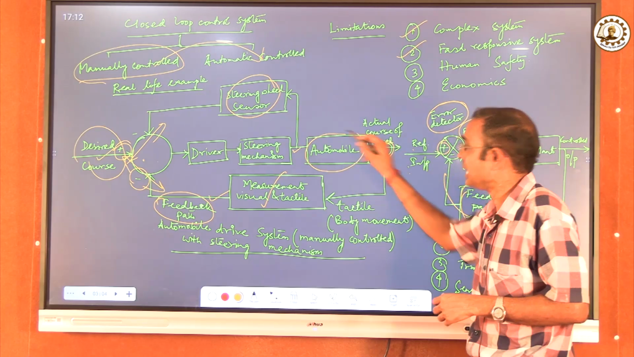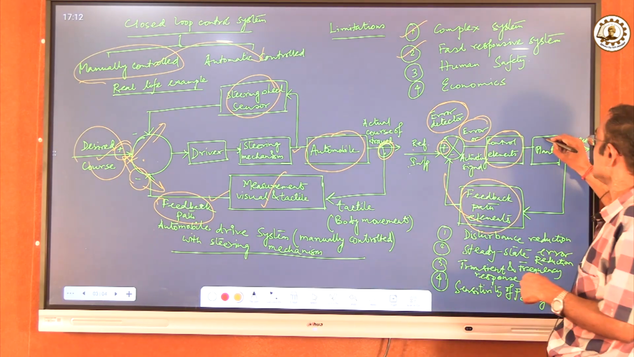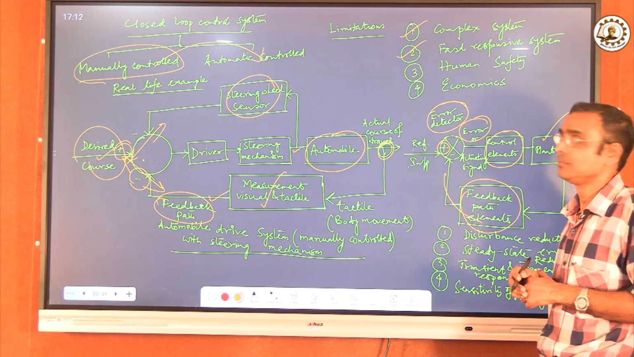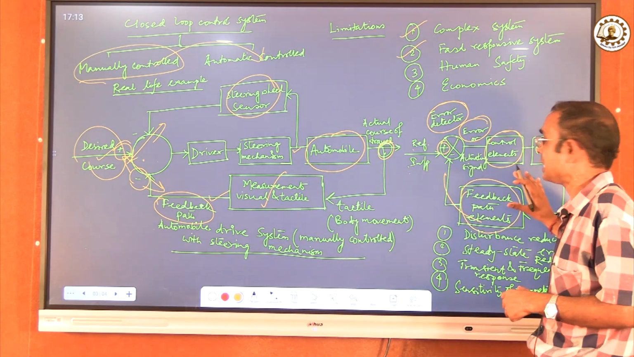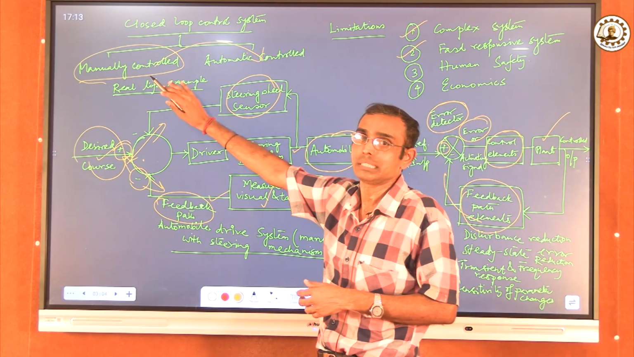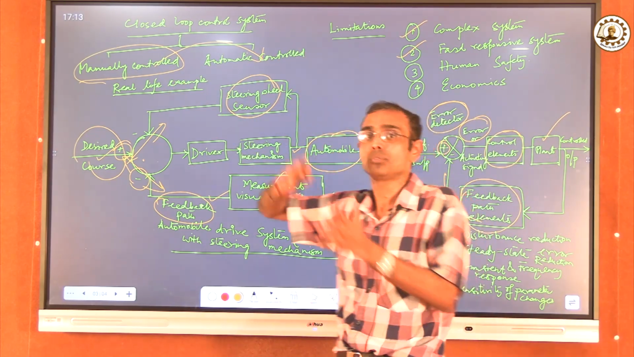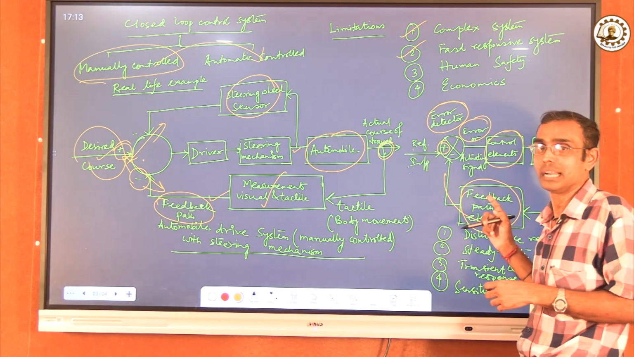As if we compare these two diagrams, this automobile is basically the plant and the process. Here in this diagram, this is shown over here as plant. So this diagram is just converted into a diagram to show that a manually controlled system can be transitioned into an automatically controlled system with this generic diagram.